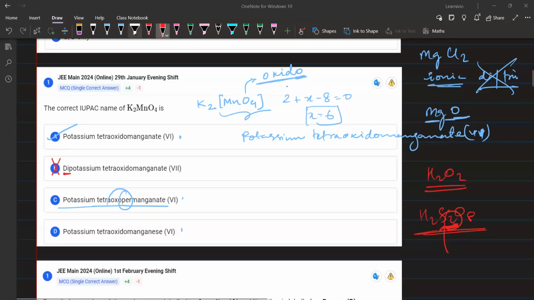That is why this C option could not be. C option also cannot be. Potassium tetraoxidomanganese. Now if this is anionic, it will not be manganese, it will be manganate. So this option cannot be. Okay. So these names are not correct.